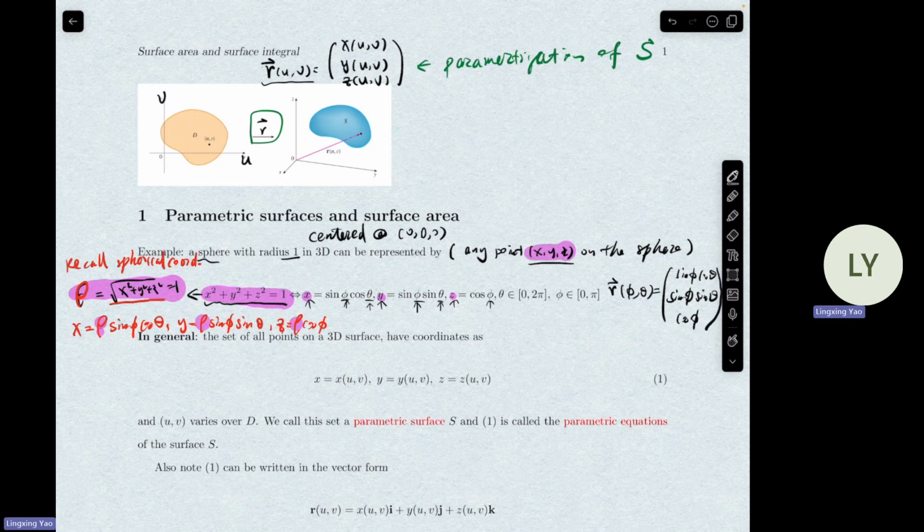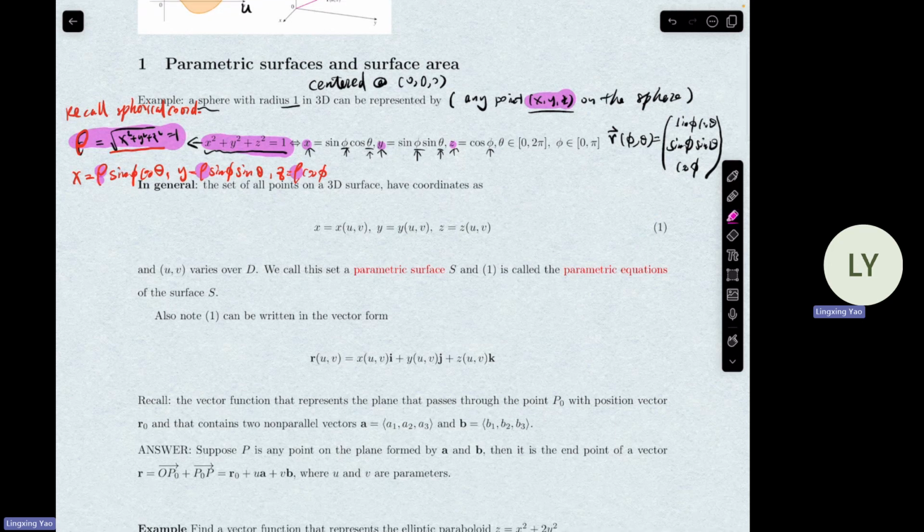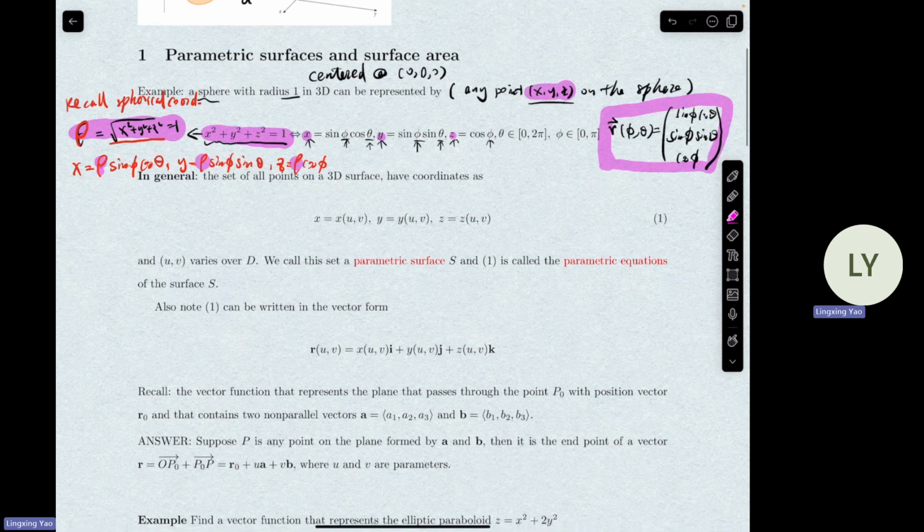So this is indeed the parameterization of this sphere of radius 1 centered at the origin. And obviously we have restrictions on the choice of theta and phi. Theta is between 0 and 2 pi, phi is between 0 and pi. This is one of the examples of the parameterization of a surface that we are familiar with.